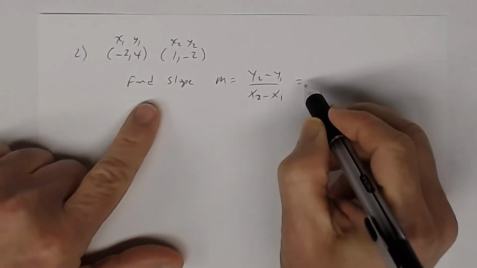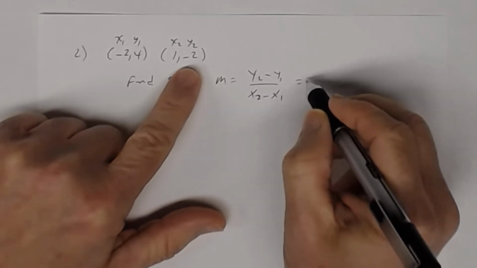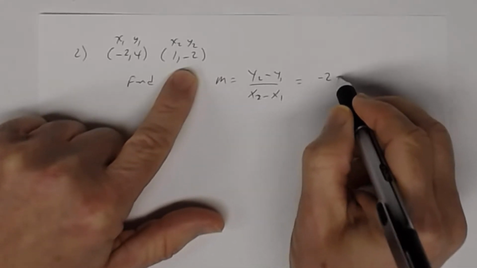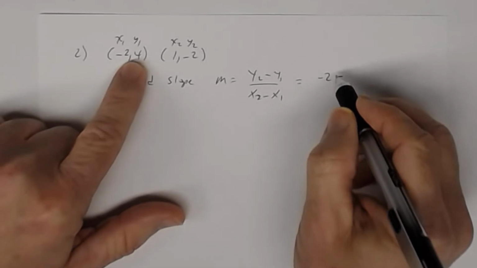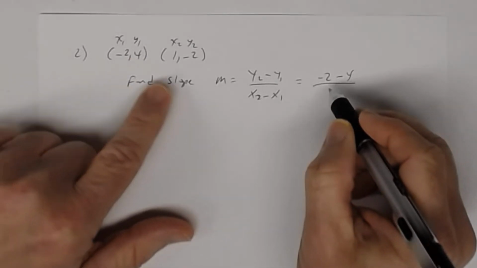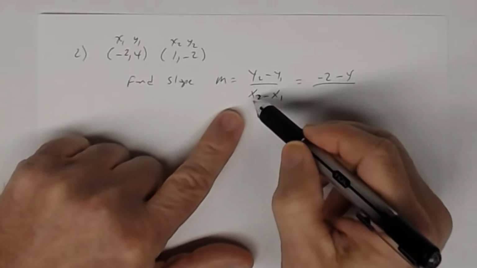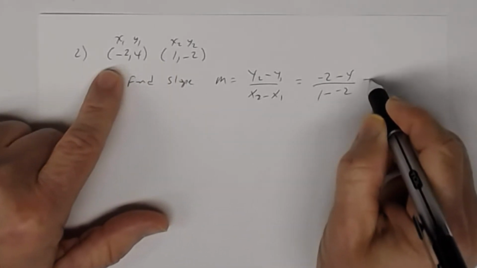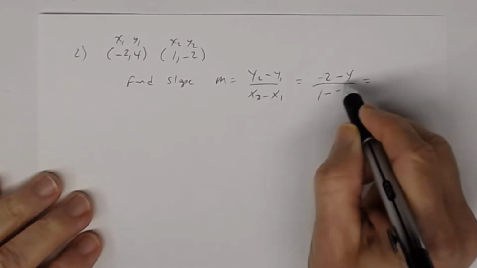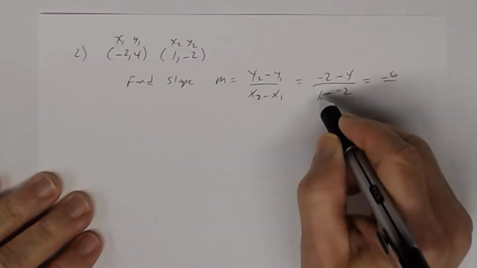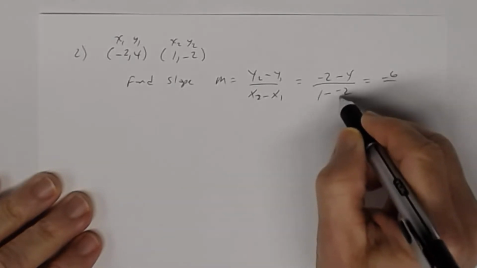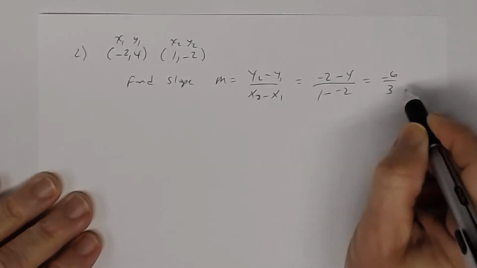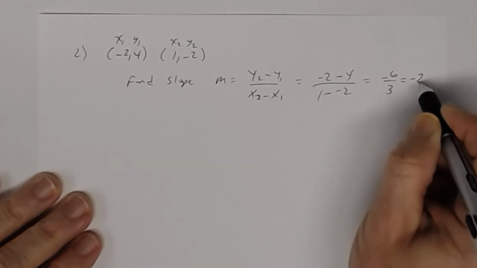And so putting this back into the slope formula, we have y2, which is negative 2, subtract y1, which is 4, divided by, and then since I started with y2, I have to start with x2, so that's 1, subtract negative 2. Simplifying this, negative 2 and negative 4 is negative 6. 1 subtract a negative 2 is 1 plus 2, which is 3. Reducing, I get negative 2.